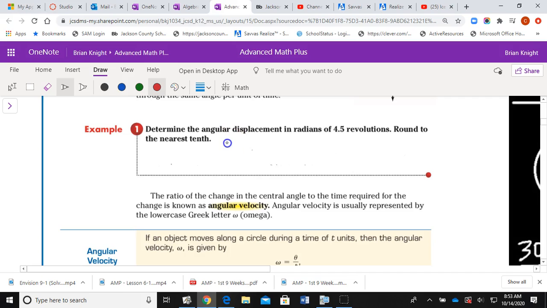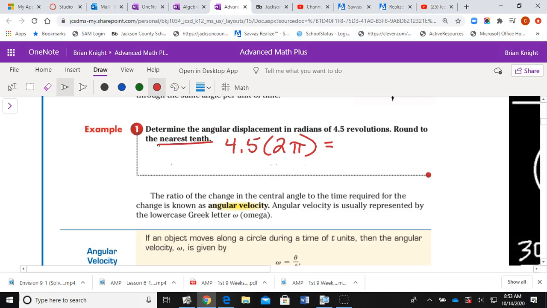So we got 4.5, and what do you think we might multiply that by? 360. That's what though? Degrees, okay? We want it in radians. So how many degrees, or how many radians is 360 degrees? 2, not 2 pi r, just 2 pi. Okay? So all you do is multiply it by 2 pi. It says round to the nearest tenth.